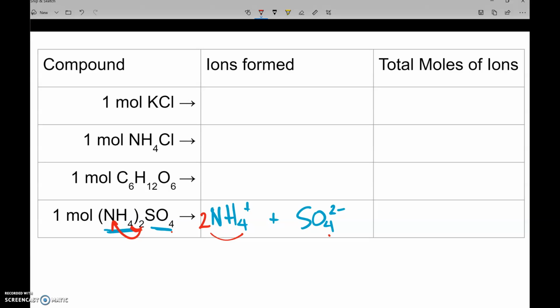And then you're going to count how many ions you have, moles of ions, by the coefficients. So you've got 2 here, and you've got 1 there, which equals a total of 3 moles of ions. All right, let's go ahead and do some more.